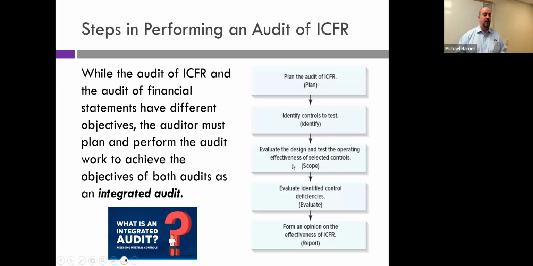While the audit of ICOFR and the audit of financial statements have different objectives, we need to actually perform both as an integrated audit. One thing you're going to notice about this diagram is that it looks very much like how we would plan and perform an audit. That's intentional, because it's going to occur simultaneously alongside an audit.